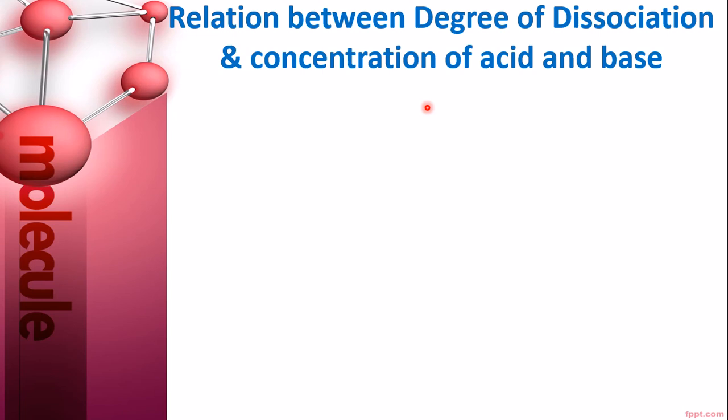The dissociation percentage of weak acid or weak base is more for dilute acid or base. If the acid is dilute, then its dissociation will be more. But if the acid or base is concentrated, then their dissociation percentage becomes less. This relation was established by a scientist, Ostwald, and this law is known as Ostwald's dilution law.